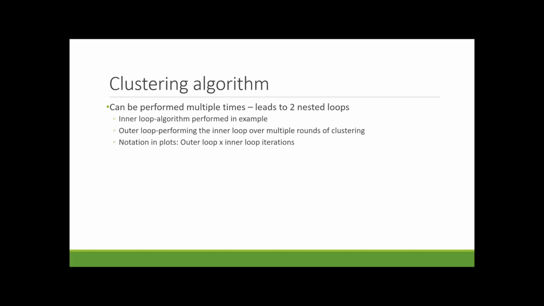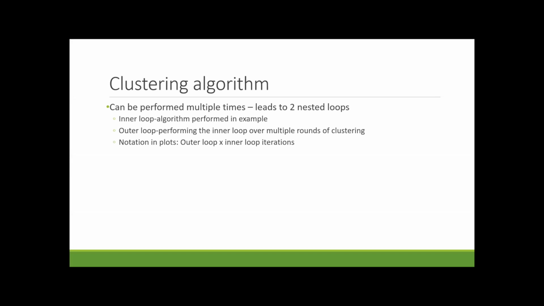So again, the clustering algorithm can be performed multiple times. You can perform multiple rounds of contraction. And so this leads to the idea of two nested loops. So you have the inner loop, where it's searching for different pairs of highest nodes and eliminating other possibilities. And then the outer loop is performing this over multiple rounds of clustering, so actually creating a new graph multiple times and contracting those nodes.